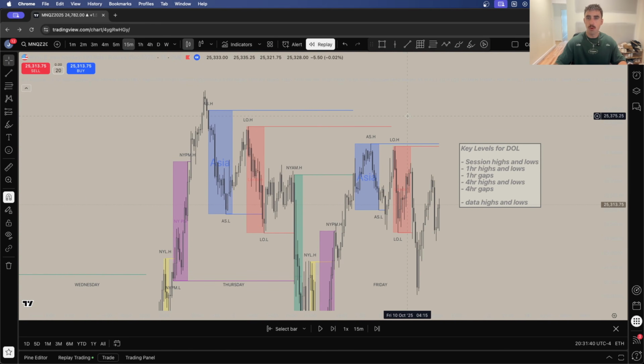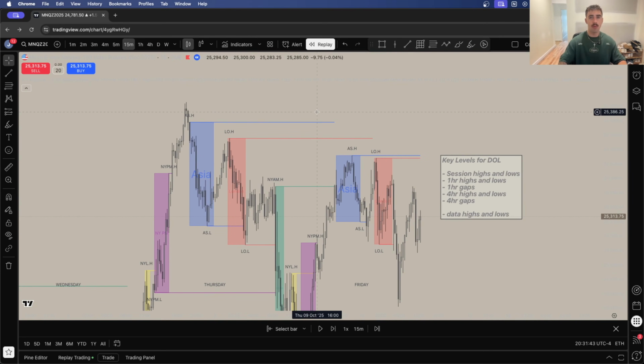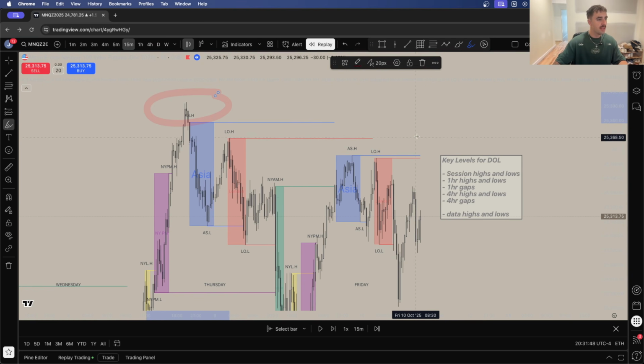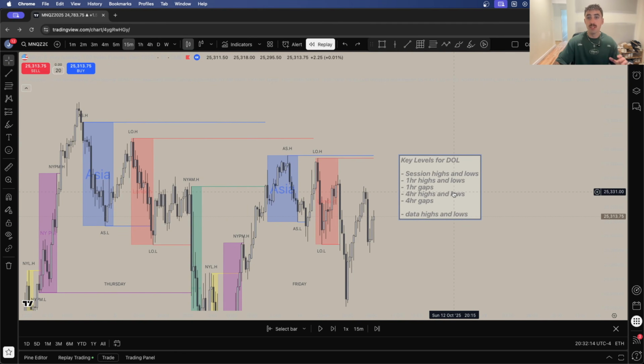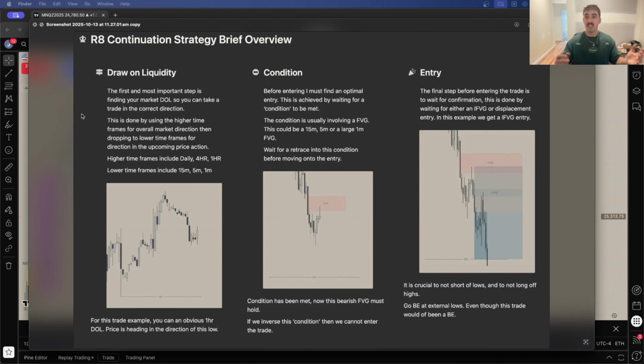Now the overall draw on liquidity for this whole entire setup, right? So the bias of the trade is all-time highs. So we have a smaller draw on liquidity, which is here, but then we also have London high, Asia high, and all-time highs right here. So we have a lot of draws that we can be trading towards. We're not trading towards nothing. We've got our overall bias is bullish, but then we've got Asia and London highs here as well. So they're the key levels. We don't use anything else. That's all I use. So let's go over this strategy brief overview that I have inside my Notion template.